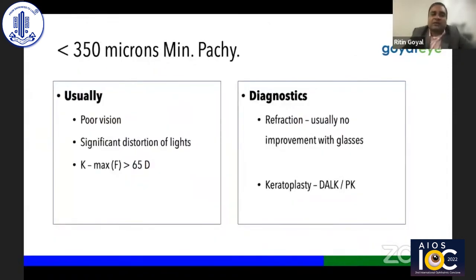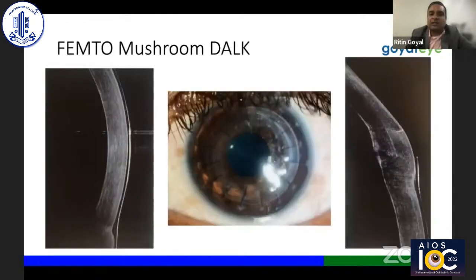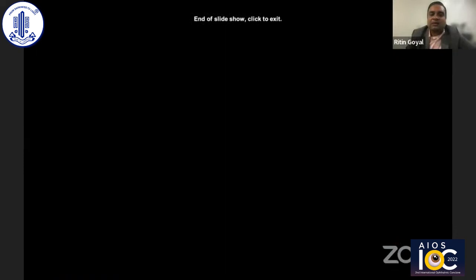Patients with less than 350 microns of pachymetry, these have really poor vision. It's hard to fit a rigid contact lens unless you're doing a mini scleral lens. Keratoplasty is probably their best option. This is a case of femto-assisted mushroom cut keratoplasty that did quite well.